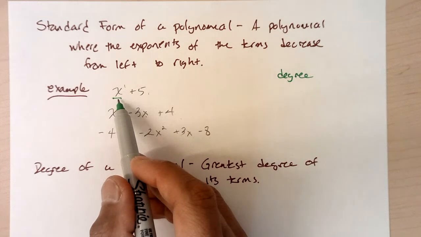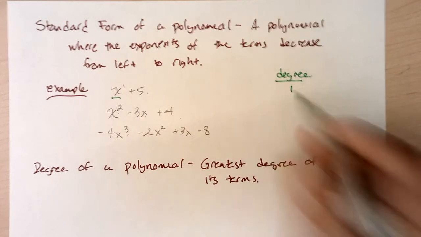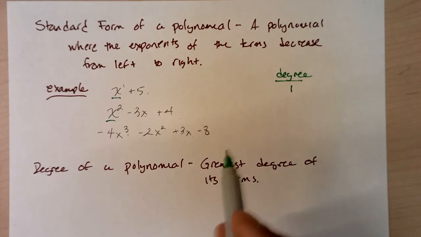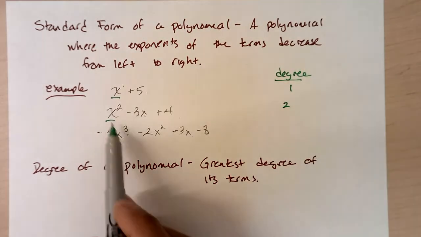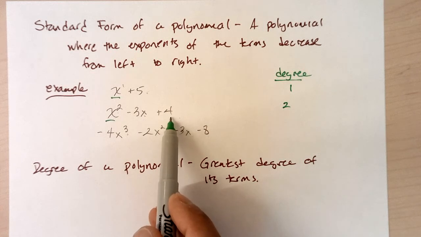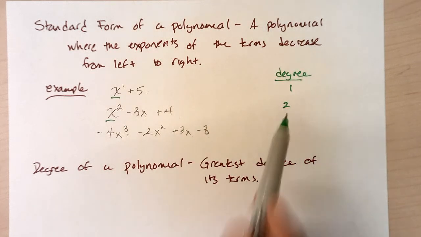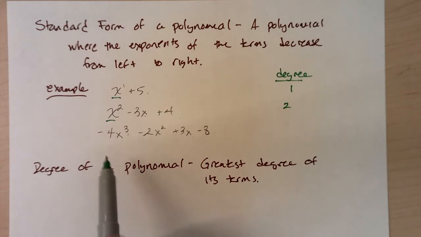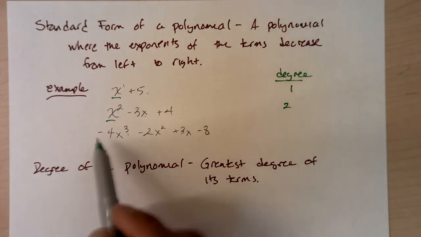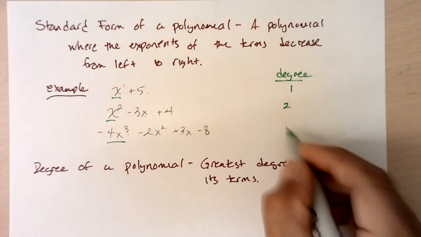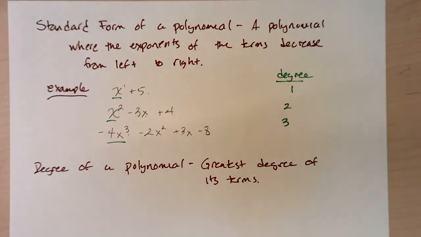The first term here is x, the degree is 1. The first term here, x squared, the degree is 2. The degree of this monomial is 2. The degree of this monomial is 1. The degree of this monomial is 0. The greatest degree is 2. But as I mentioned, if the polynomial is in standard form, then all you have to really look at is the first term. This polynomial is in standard form. The first term here, 3, is the degree. So the degree of the entire polynomial is 3.